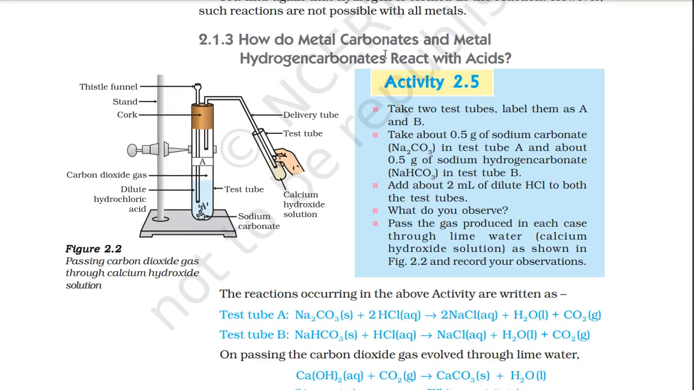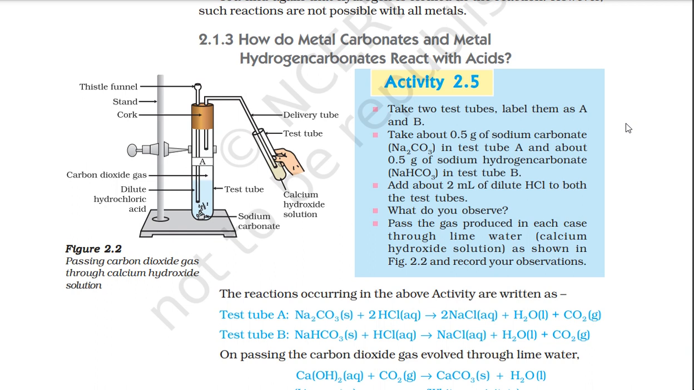Properties. How do metal carbonates and metal hydrogen carbonates react with acid? Here we have to take metal carbonates and hydrogen carbonates. Let us see what happens when metal carbonates and the hydrogen carbonates react with acid. For this we have to study activity 2.5.